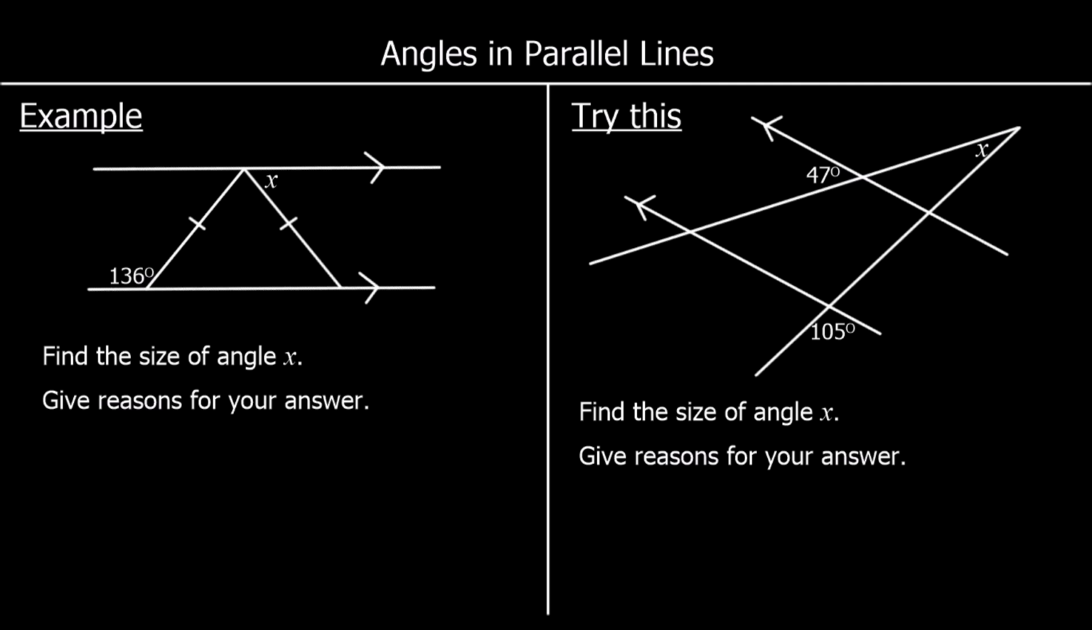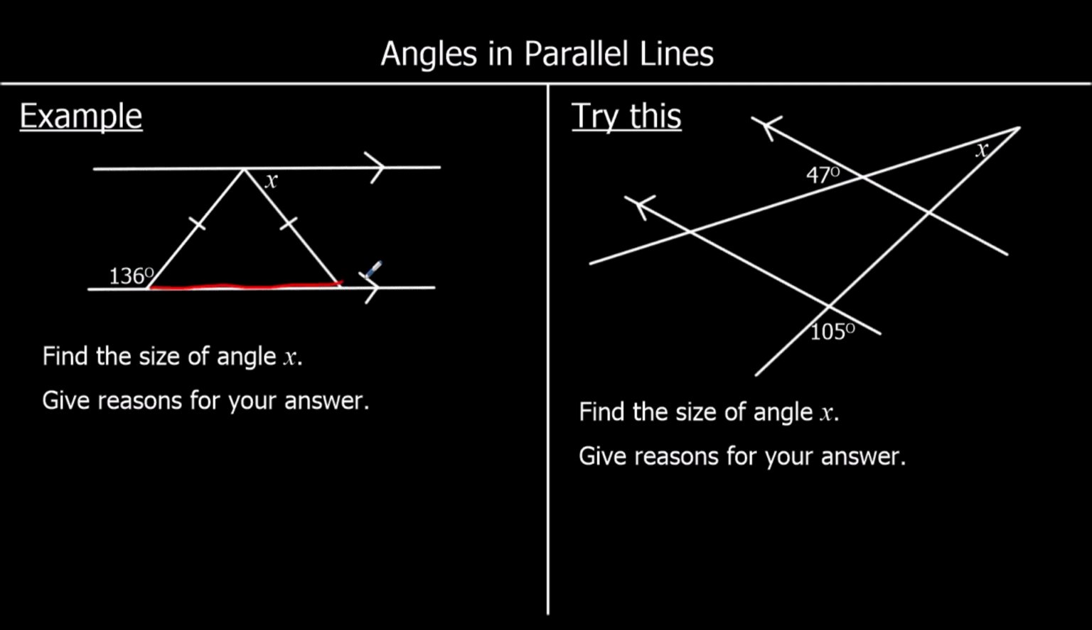Here we have another example. We have an isosceles triangle inside parallel lines. We can tell that it's an isosceles triangle because these two lines on the triangle mean that the two sides are equal. So an isosceles triangle has two equal sides, and the other side we call the base. So this is an isosceles triangle, and the red line here is the base of the isosceles triangle.